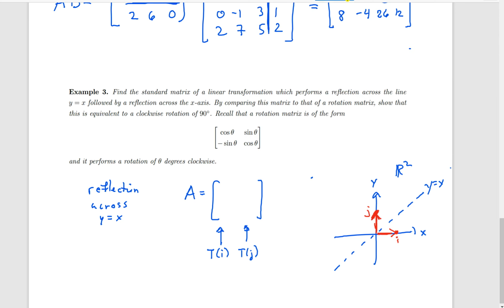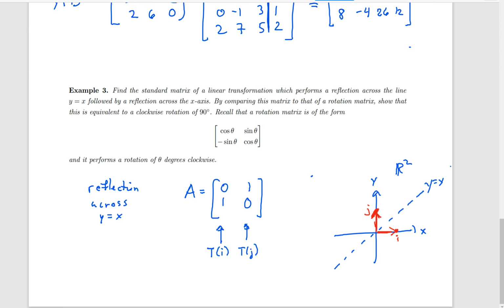So i, if you reflect, is sent onto j. So this is what A is, and j is sent onto i. So that's very easy to get the standard matrix for that linear transformation. Then let's take a look at the other transformation, the reflection across the x-axis. This one we've seen before. If you reflect i across the x-axis, it stays where it is. If you reflect j across the x-axis, it goes to minus j. So that's B.